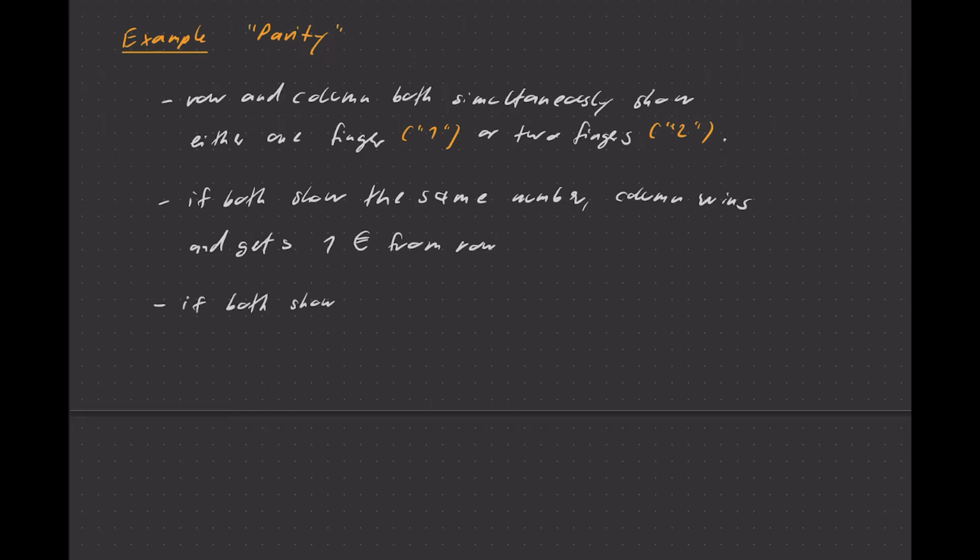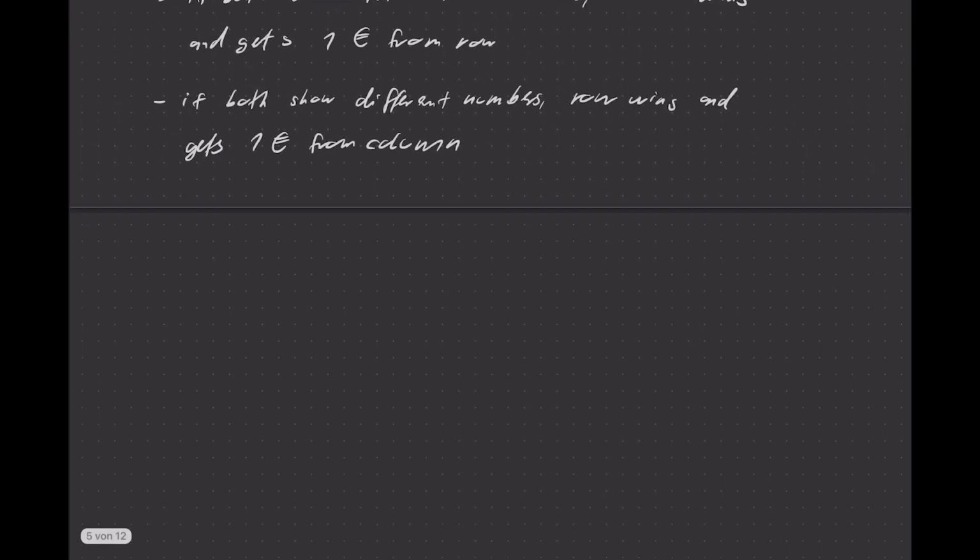If both show different numbers, Rao wins and gets €1 from Cullum. So what is the payoff matrix?